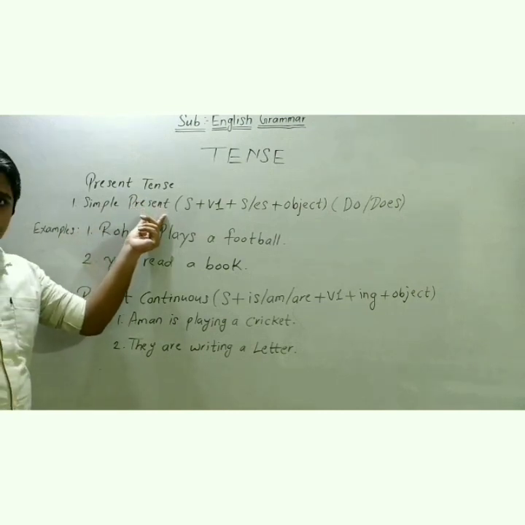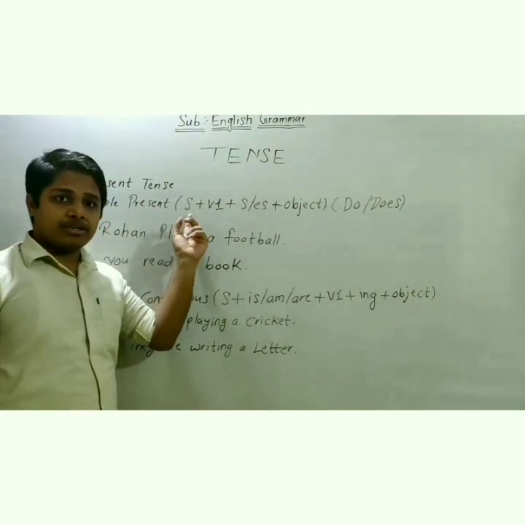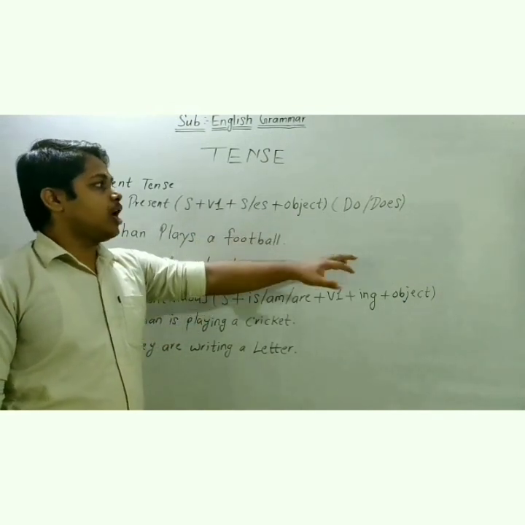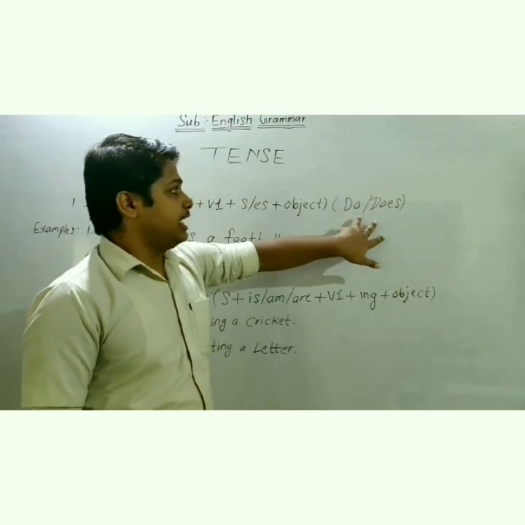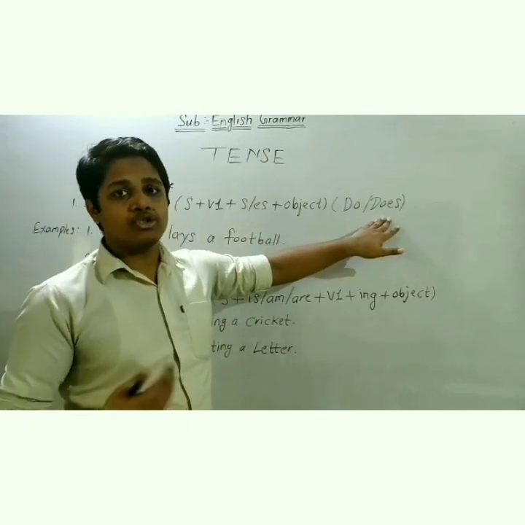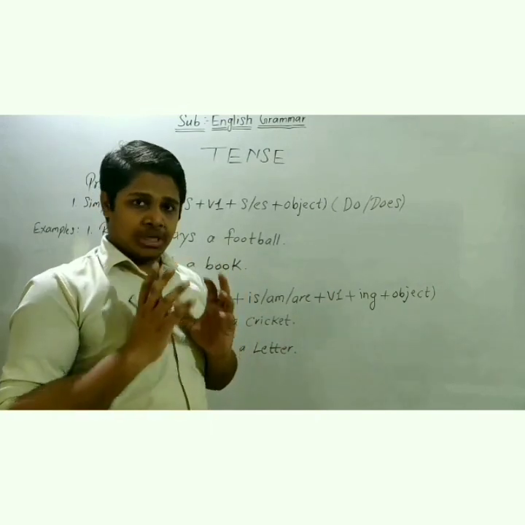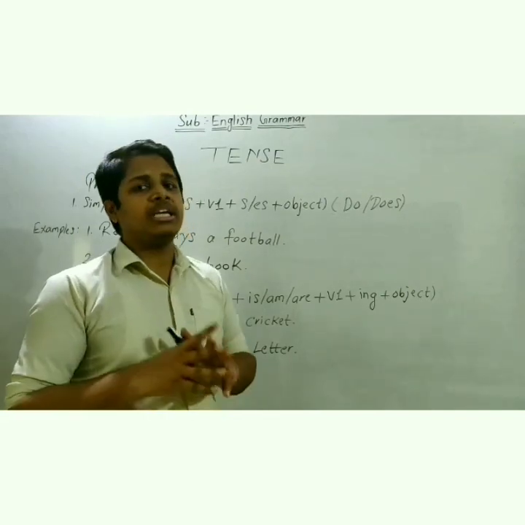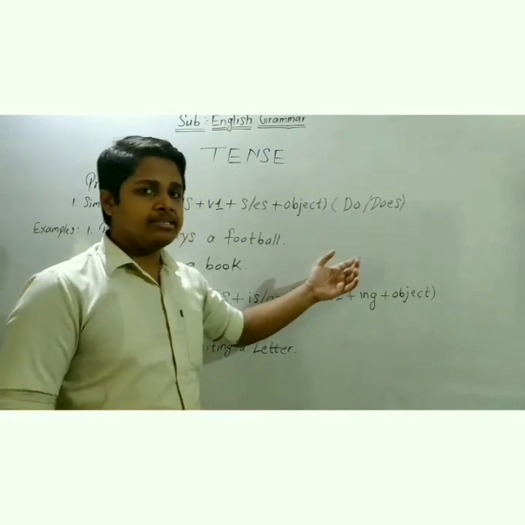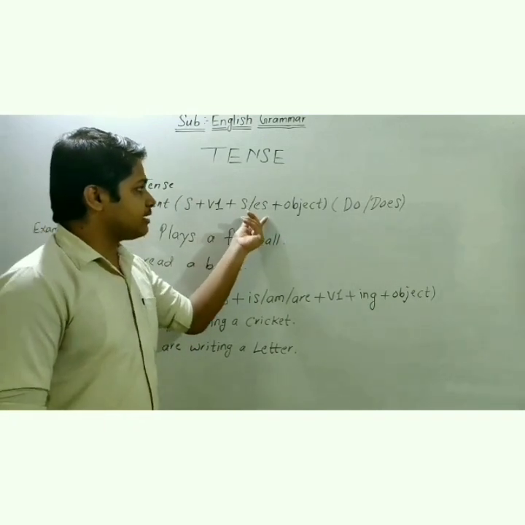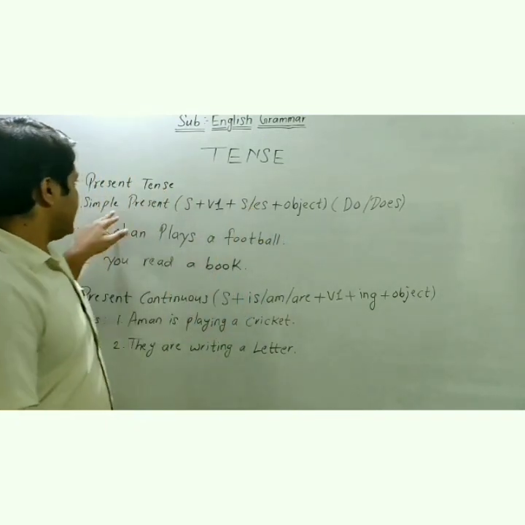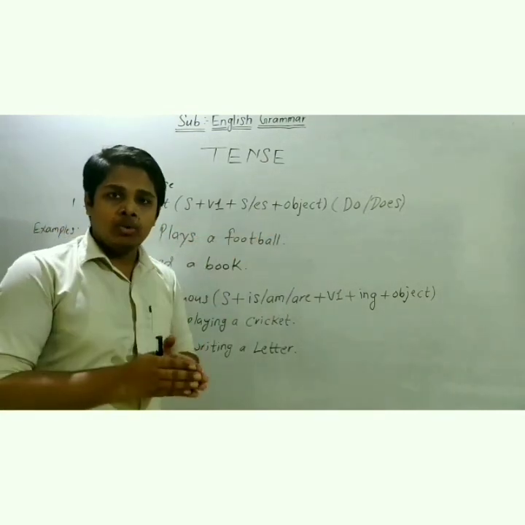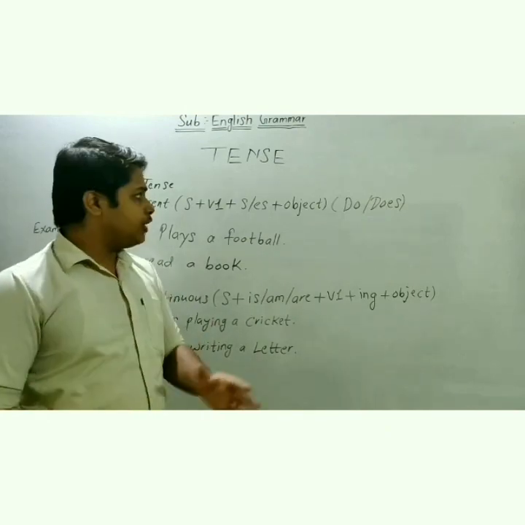The first subtype is simple present. Its formula is subject plus verb of first form plus s or es plus object, and we can also use do or does. But in the case of do and does, we have to confirm that the sentence is an interrogative or negative sentence. If it is a positive sentence, we can't use do or does. Keeping this in mind, the s or es concept is only for this particular subtype, where we use s or es with a noun or pronoun.